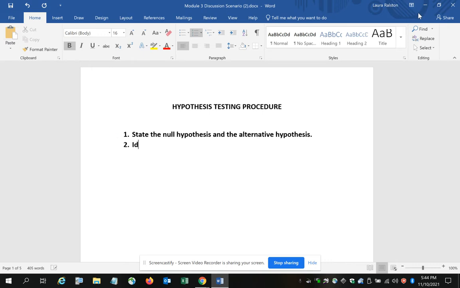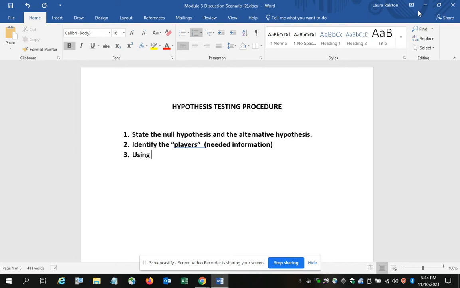Step two, I like to say to identify the players. The players are the needed information that you may need to put into Minitab or into whatever statistical analysis tool you're using. For this course, we are using Minitab. So do you need the population mean, the population standard deviation, the sample mean, the sample size, the level of significance, the expected values? What do you need? So you identify your needed information.